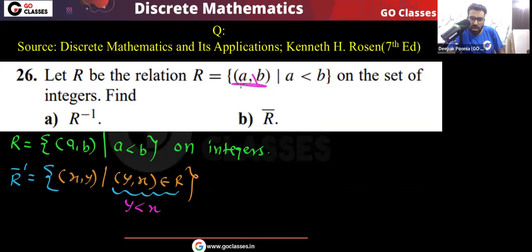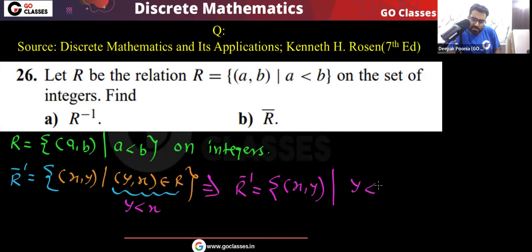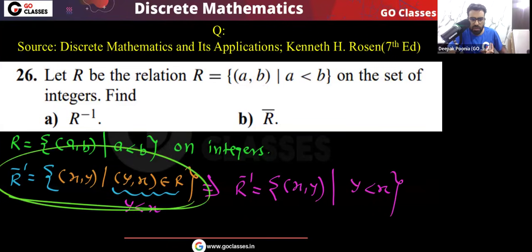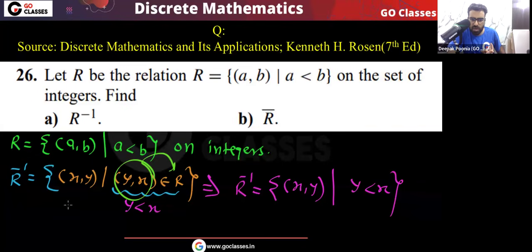Notice (a, b) belongs to R means that this first element is less than this second element. So (y, x) belongs to R means the first element is less than the second element, so y is less than x. So overall, what will R inverse be? I can say R inverse will be (x, y) such that y is less than x. Okay, do you agree with me? I am just applying the definition, nothing else. You already know this is the definition of R inverse: if (y, x) belongs to R, then (x, y) will belong to R inverse.